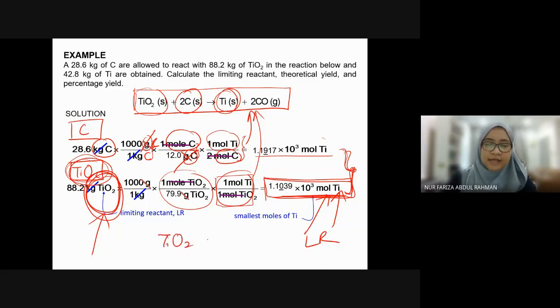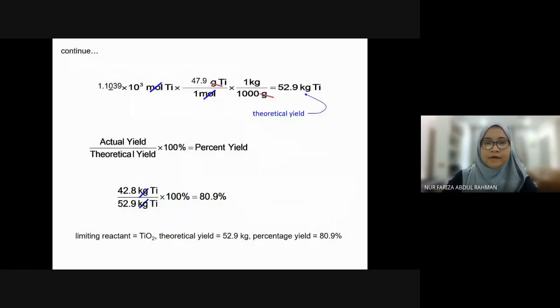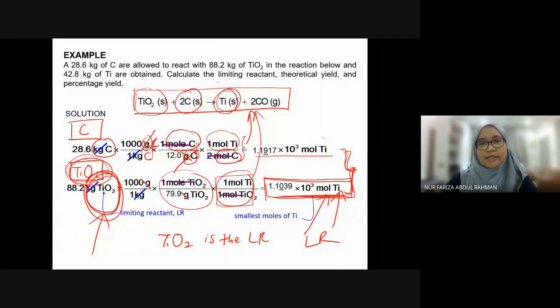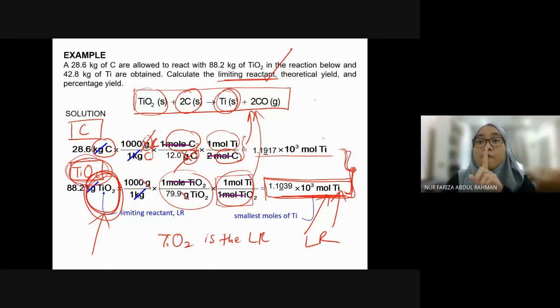titanium oxide is the limiting reactant. Okay, alright, so we are done with the limiting reactant. Next, theoretical yield. So how do we determine the theoretical yield? Remember just now the term theoretical yield means the maximum amount of product. Yield means product. The maximum amount of product that can be obtained from the reaction. That means through calculation. So the theoretical yield would be this one.